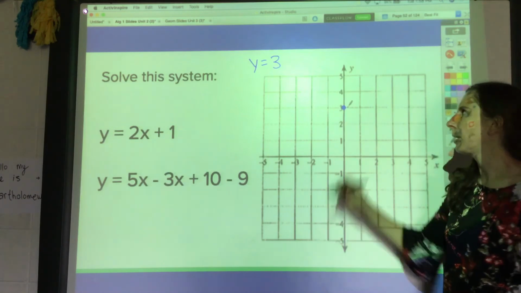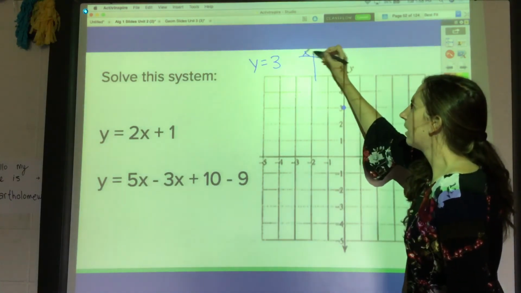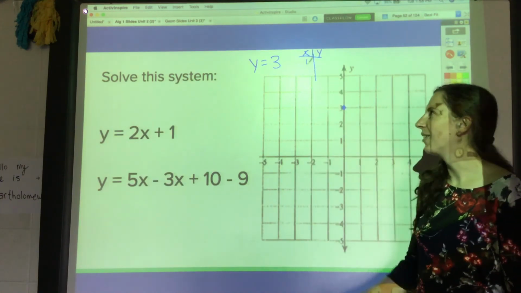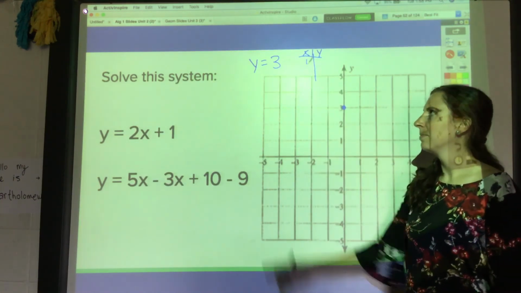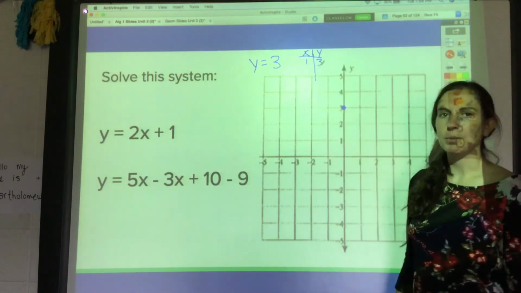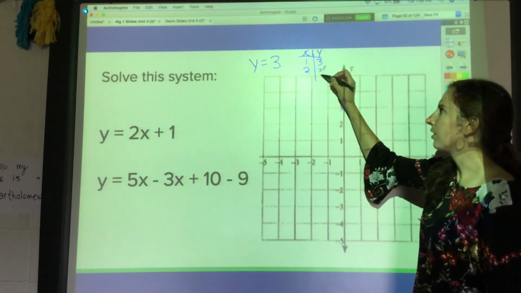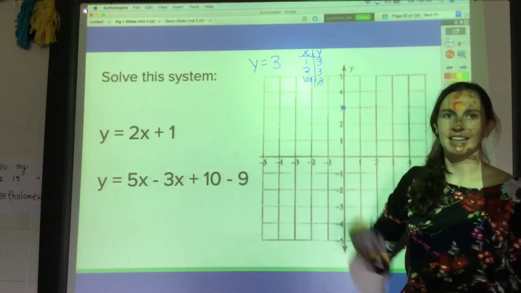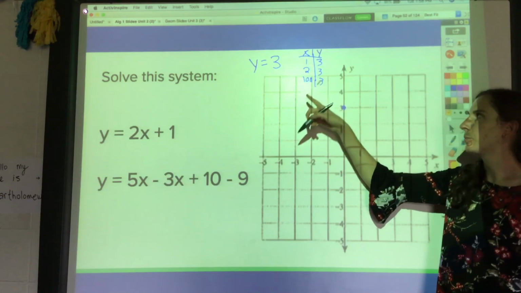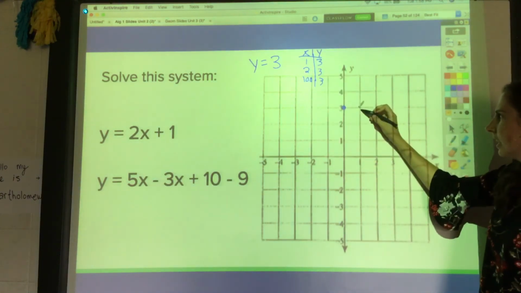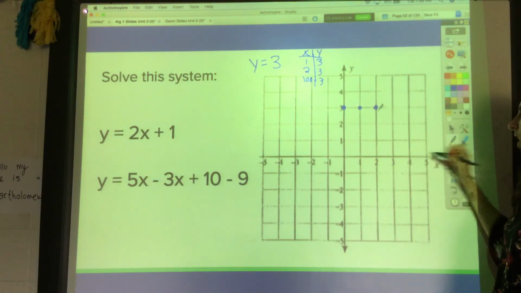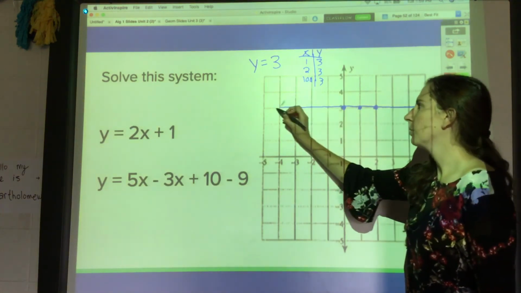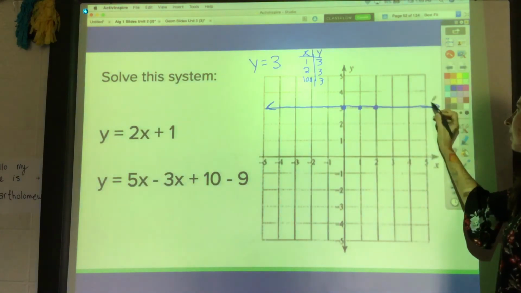And then imagine we were making a table of x and y values. If I plugged in 1 for x, what would I get out for y? Well, y is 3. If I plugged in 2 for x, y is still 3. If I plugged in 100 for x, y is still 3. So if I start graphing these points, 1, 3 would be here, 2, 3 is here, 100, 3 is still along this line. You'll notice that it forms a horizontal line.